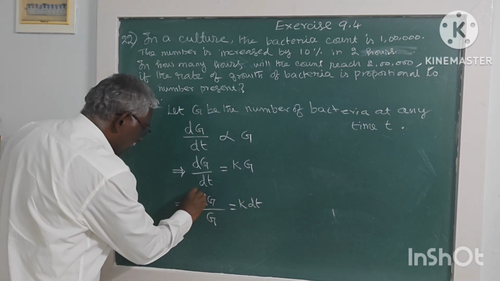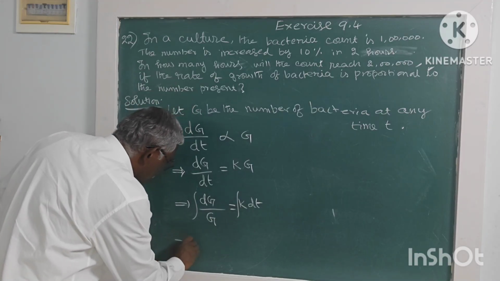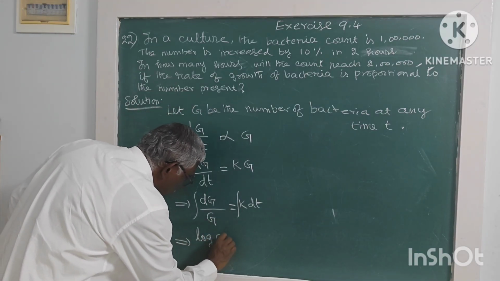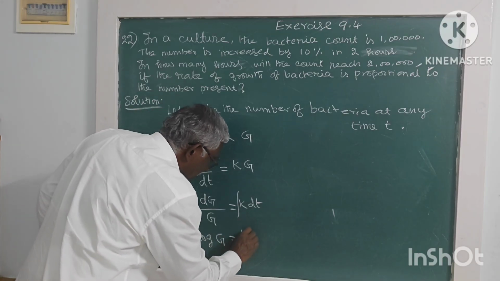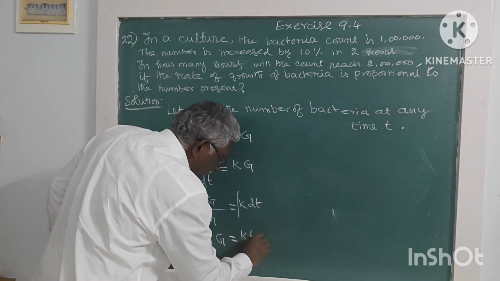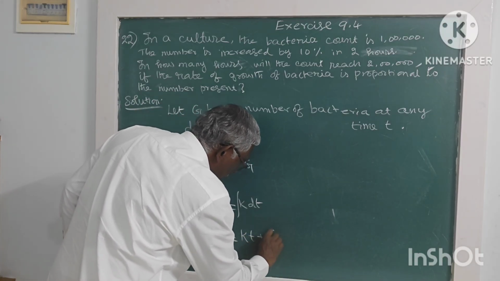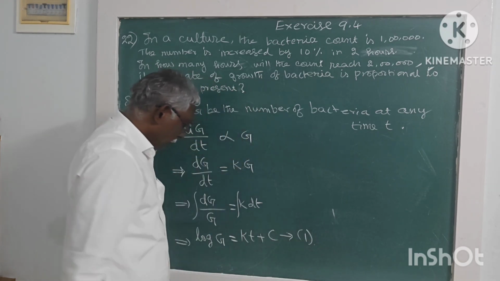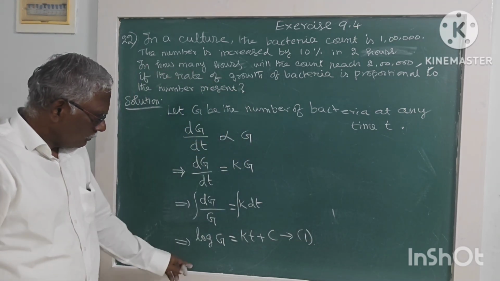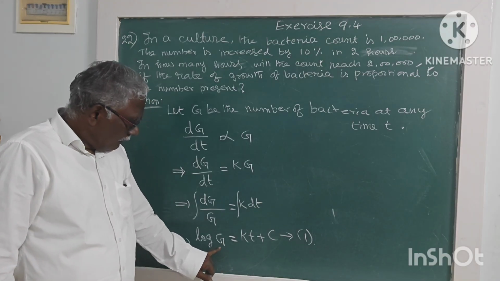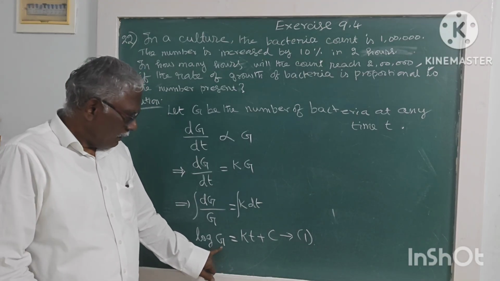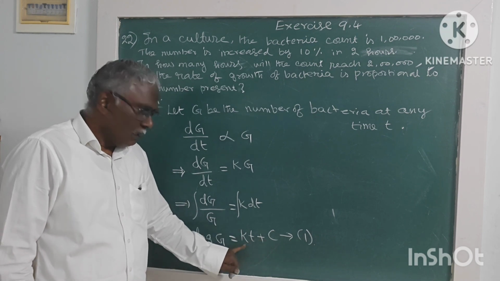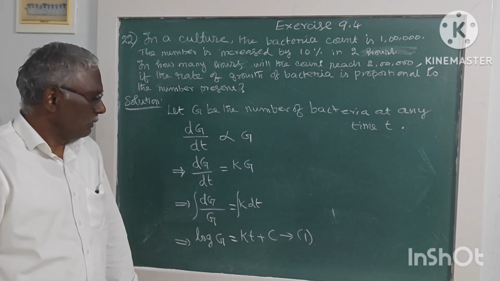On integrating we get log g is equal to k times t plus constant. So G is the number of bacteria at any instant t. So we have to find the values of C and K. Both unknowns are there.